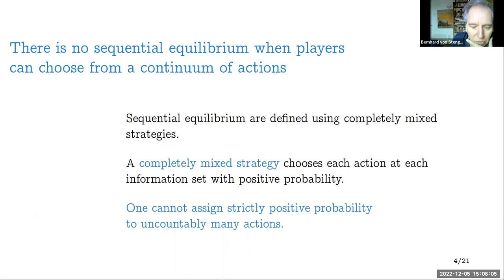Michael, can't you restrict yourself to continuous distributions, mixed actions with density, and then require that the density is strictly positive? I think we do something in that kind of direction later, which imposes some conditions on what we can do. But the one very simple take-home lesson from this slide is just that applying the definition of a sequential equilibrium as you find it in textbooks does not work. One has to find some reformulation that is ideally as close to the spirit of sequential equilibrium as possible.